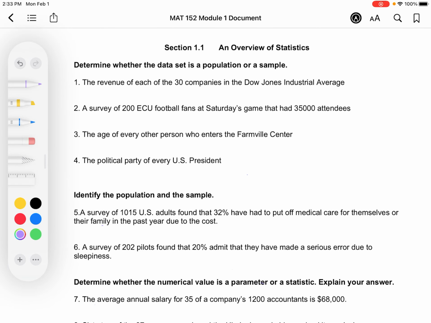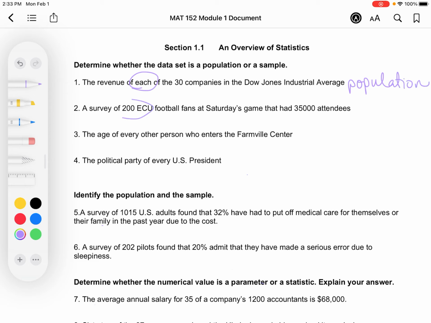So going through this first page of this Module 1 document that you will find in Module 1 at the top, we want to use what I've just gone through and answer these questions. So the first section says determine whether the data set is a population or a sample. So the revenue of each of the 30 companies in the Dow Jones Industrial Average. Since we have everybody, that is a population.